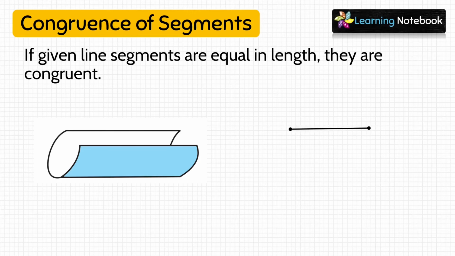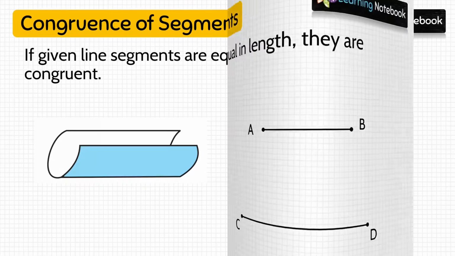Now, take a look at these two line segments AB and CD. They are not of equal length. Therefore, they are not congruent line segments.